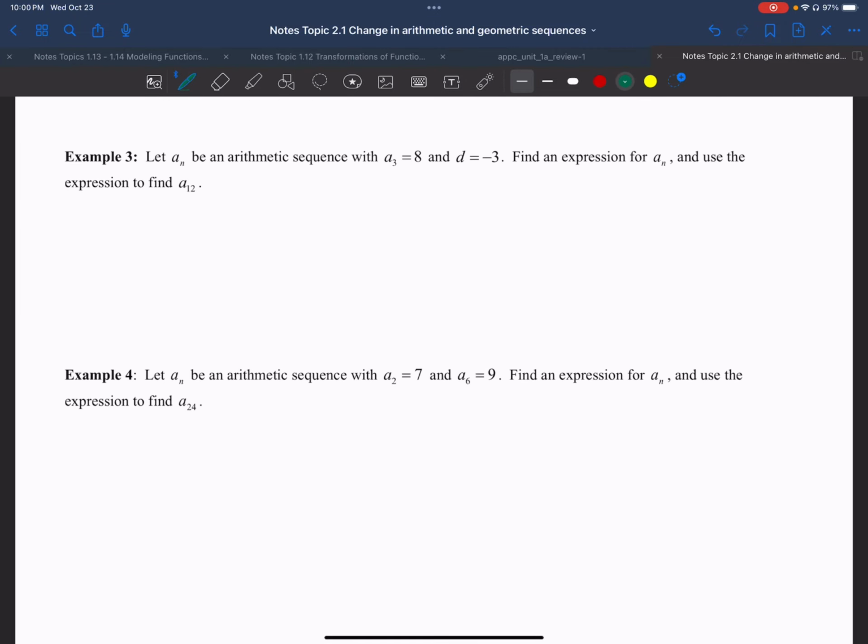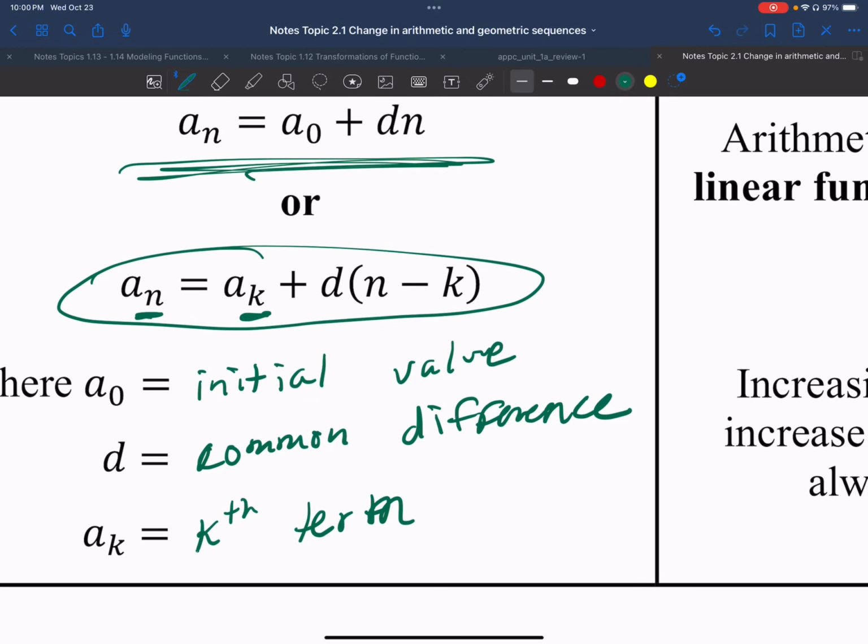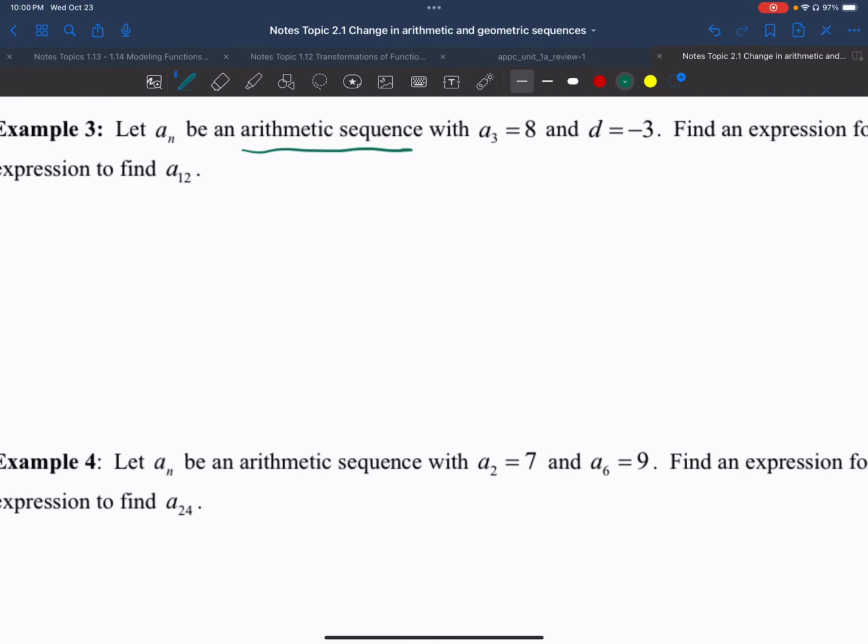Okay, example number 3 says let a sub n be an arithmetic sequence, that's important, with a sub 3 equals 8 and a common difference of negative 3. Find an expression for a sub n and use that expression to find a sub 12. So what I'm going to do is go back and write this equation that I circled at the beginning of my problem.